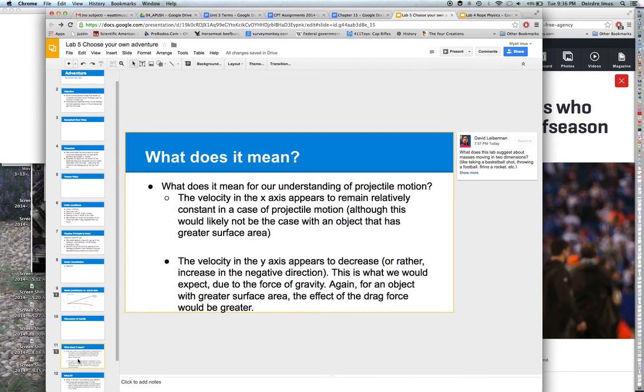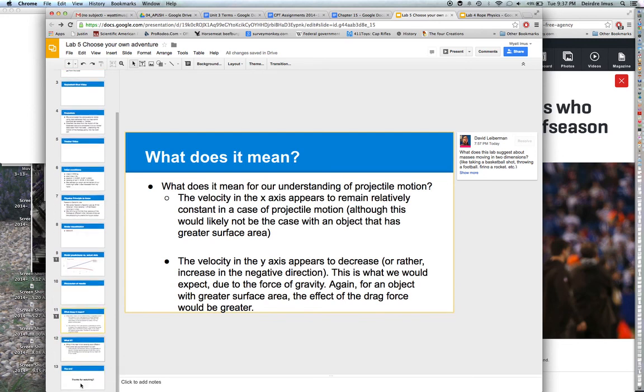except that wasn't projectile motion, that was just a falling object, because an object with greater surface area has more air resistance on it because there's more air available to hit it and keep it from falling. The velocity in the y-axis appears to decrease, or rather increase in negative direction, whichever you prefer. This is what we would expect due to the force of gravity. Again, for an object with greater surface area, the effect of the drag force would be greater.